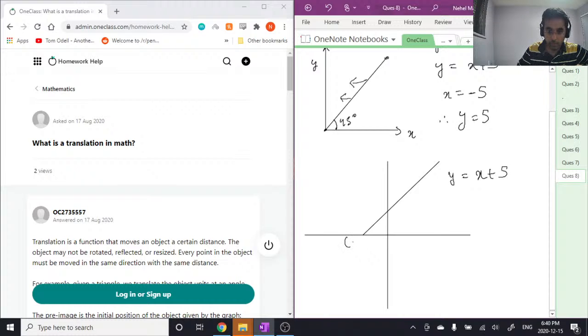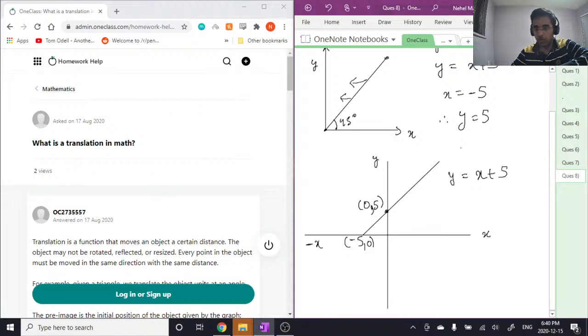This point where y is 0 is minus 5 comma 0, and then this point where this function intersects with the y-axis is 0 comma 5. Okay, and then that's this. This is the positive x, this is the positive y, and then this is the negative x.